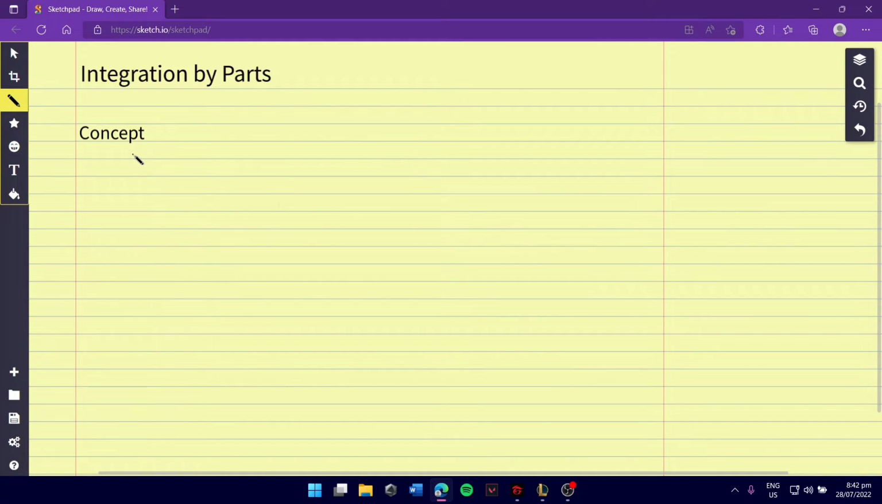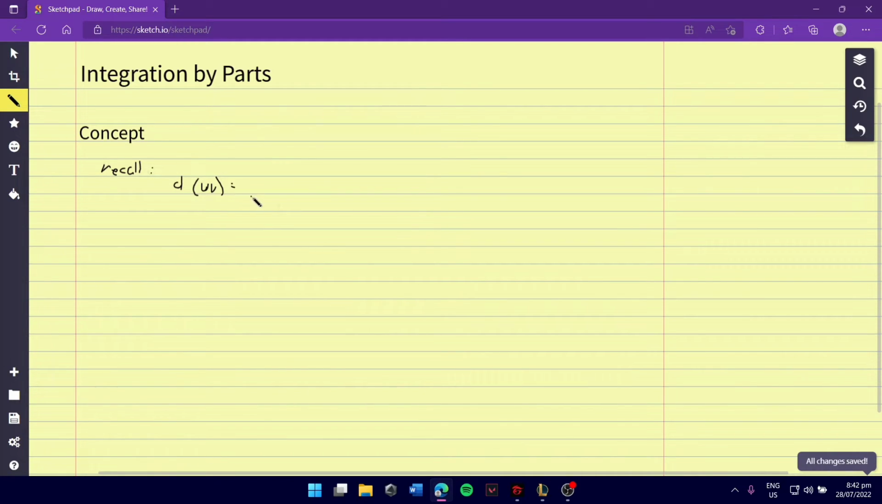So for the next topic, we have integration by parts. So what is integration by parts? As we recall, the derivative of the product, which is the derivative of our first term and our second term. So the product of the first term and the second term.